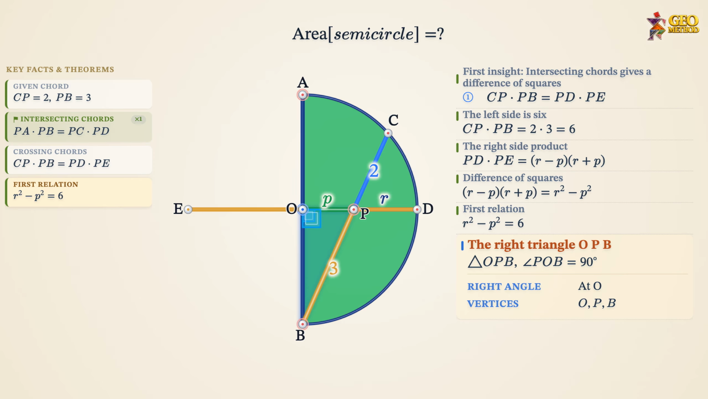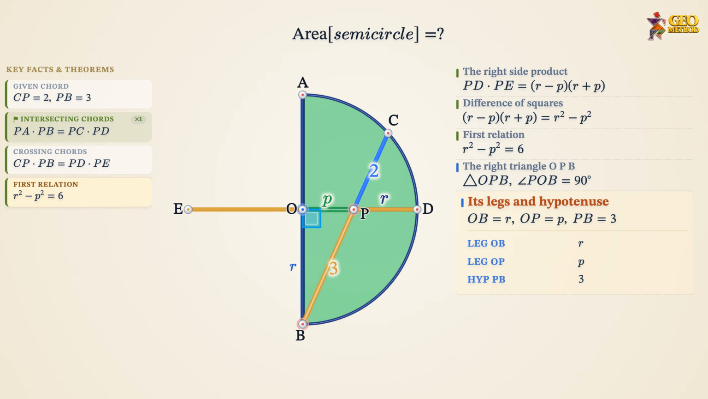Now look at triangle OPB. The side OB lies along the diameter, and segment OP extends straight to the right, so the angle at O is the right angle we noticed earlier. Its two legs are segment OB, the radius r, and segment OP, the length p. The hypotenuse is segment PB, which the problem tells us has length 3.